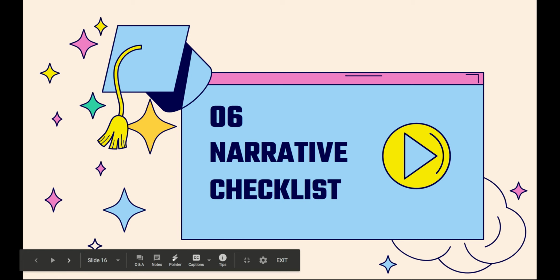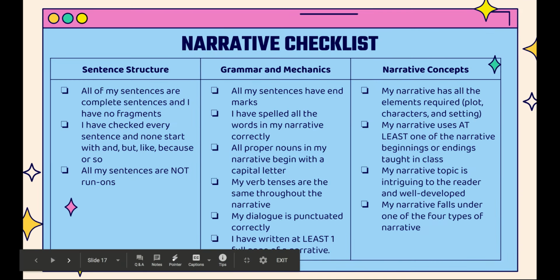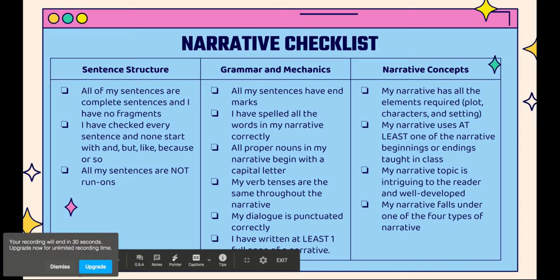All right, and last but not least, our narrative checklist. This is what I will be using to grade your narratives in a few weeks, okay? You'll see here there are 3 categories I'm grading you on: sentence structure, grammar and mechanics, and your mastery of the concept of narrative. Okay, so take a minute, pause this video, and read through the requirements so that you know when you're starting to brainstorm for your narrative what I'm going to be looking for, all right?